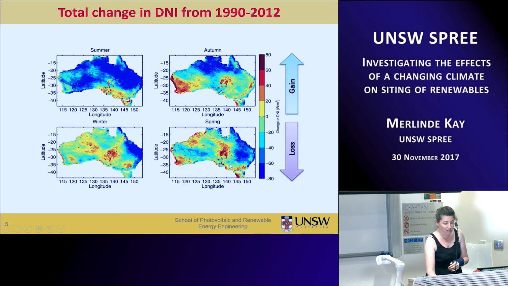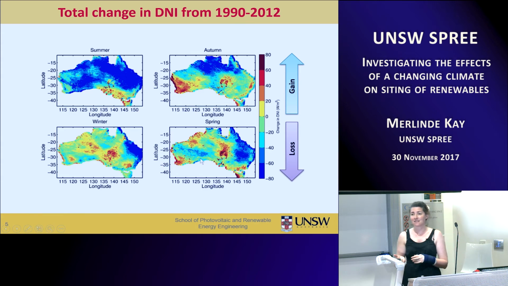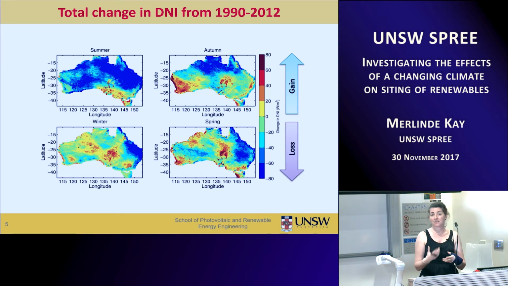In terms of some of our other seasons, we can see that in the southern part of our continent, we're actually starting to see a gain in our irradiance data. This is DNI, by the way. And some of our investigations are looking into why we are seeing these changes. Is it the impact of aerosols, or is it the impact of clouds?